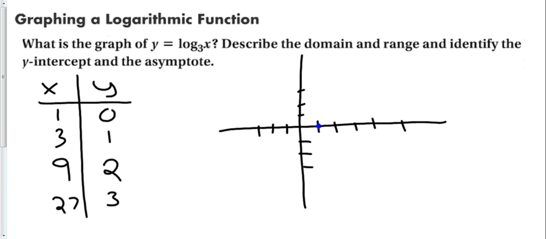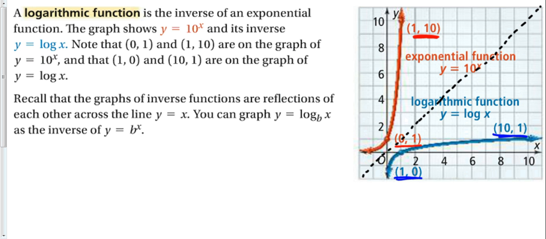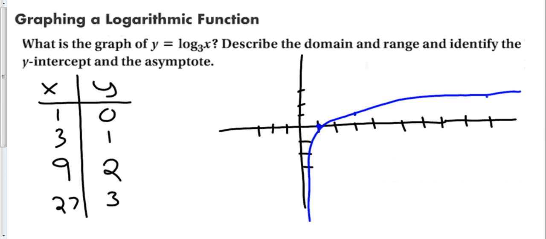(1, 0). There's my first point. (3, 1). All the way, 4, 5, 6, 7, 8, 9. (9, 2). So my function is going to look like this. Just like this. The asymptote for the exponential function was the x-axis. It will never cross this. The asymptote for the logarithmic function is the y-axis. It'll never cross this. The logarithm will never go negative in x, no matter how far down you go. It will slowly keep going up, but it will never go to the left of the axis.